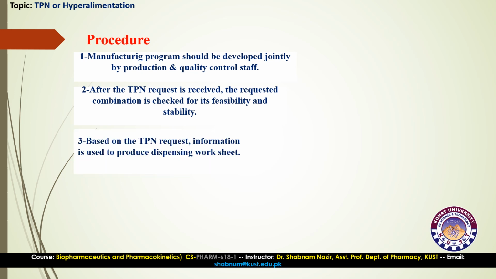Based on the TPN request, information is used to produce a dispensing worksheet. We discussed previously that as soon as the request is received, that request with the mentioned ingredients and their quantities is noted in a document or dispensing worksheet, and all the information regarding the ingredients and whatever method is adopted for their preparation is included in that worksheet.